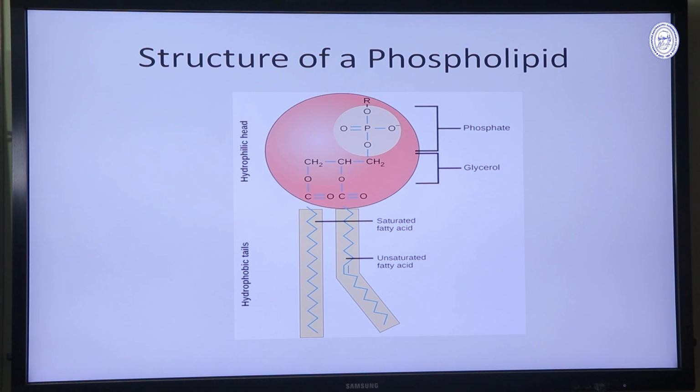That is why the phospholipids or this kind of lipid molecules show a unique characteristic that is called amphipathy. So, this kind of molecule has a particular domain that is hydrophilic and another domain that is hydrophobic.